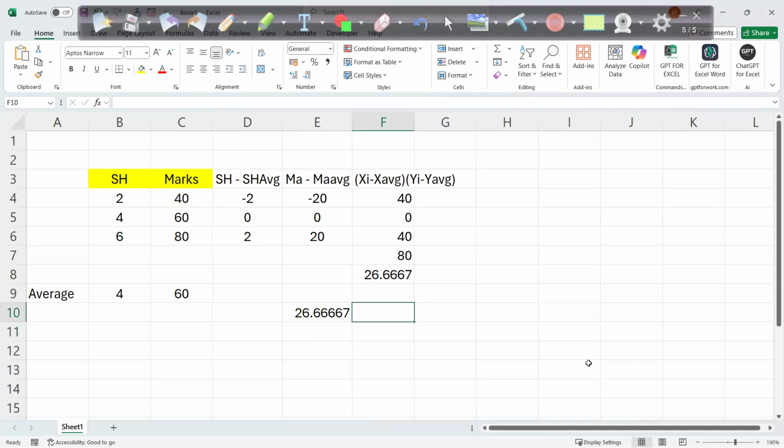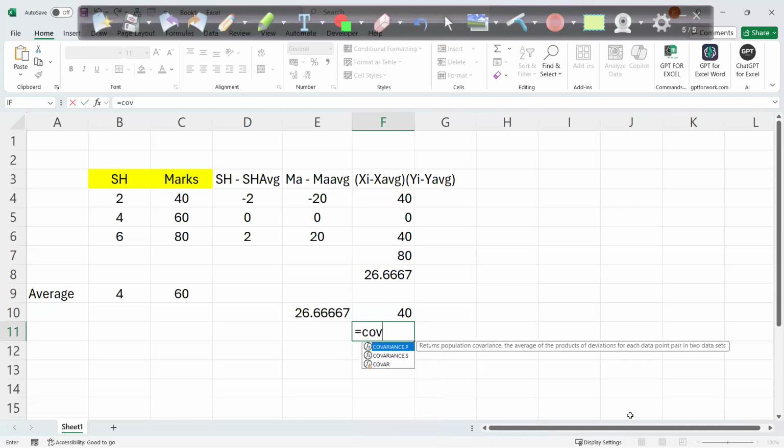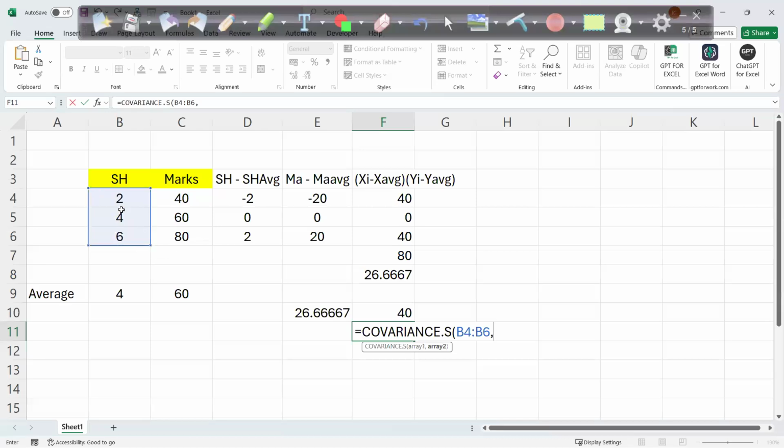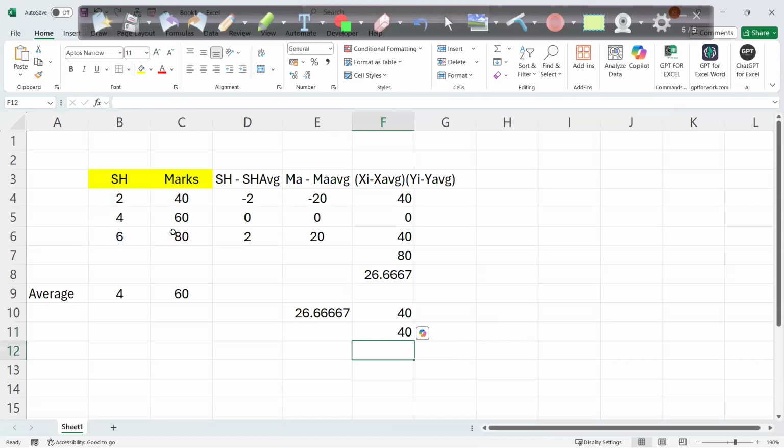Let me go with covariance of sample. What was sample? Divide by n minus 1, right? If I divide this 80 by n is 3, 3 minus 1 is 2, so 40. Let's see covariance of sample, this guy, comma, this guy. Perfect. 40 is coming in.